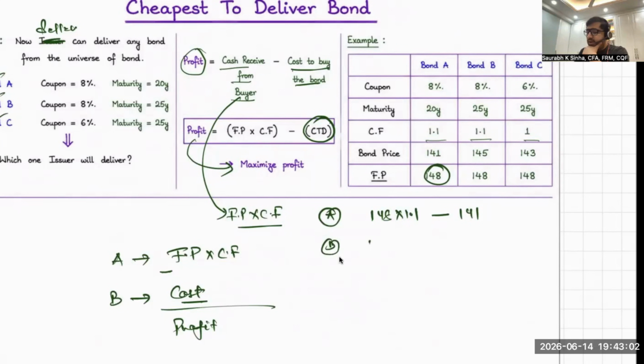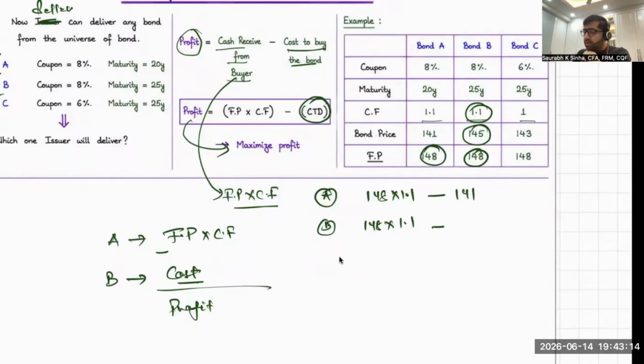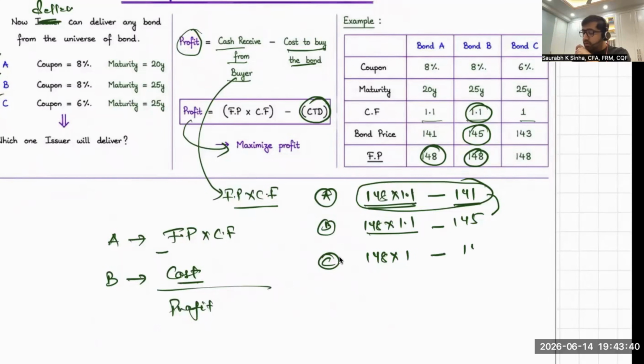For bond B, it is 148. Again, the conversion factor remains constant. I'll receive 148 into 1.1 from the future contract buyer minus the cost of the bond, that is 145. Definitely between these two, I'll go with bond A, because what I'm receiving is constant, but the cost is lower for bond A. But let's calculate bond C to see if it beats the profit from bond A. So 148 into 1 minus 143. So let's calculate for bond A and bond C.